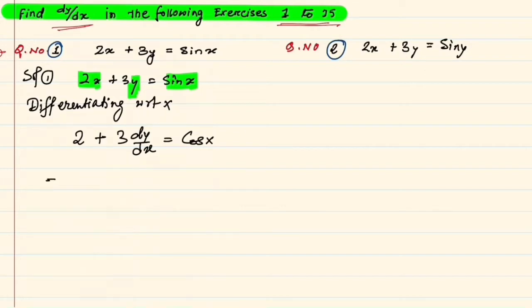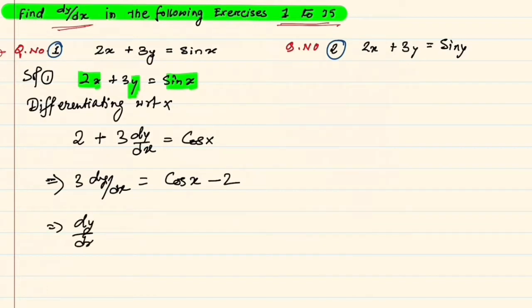So it implies 3 dy/dx is equal to cos x minus 2, and from here we get dy/dx equal to (cos x minus 2)/3. That's how we can find the derivative. Now let me show you the next one, that is question number 2.